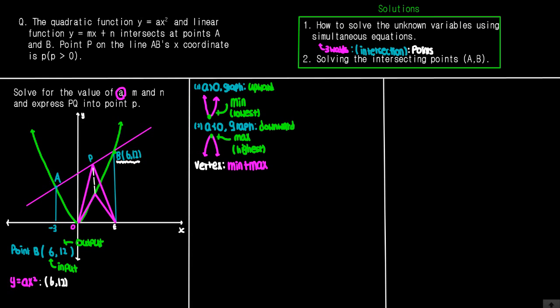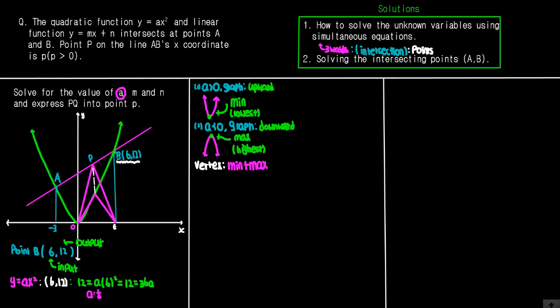If you apply our point, 6 will be our input x, and 12 will be our output, which is the y value. It gives us a times the input squared, so we get 12 is equal to 36a. If you simplify our expression, we get our a value, which is the solution, the output, the answer, which is 1/3.